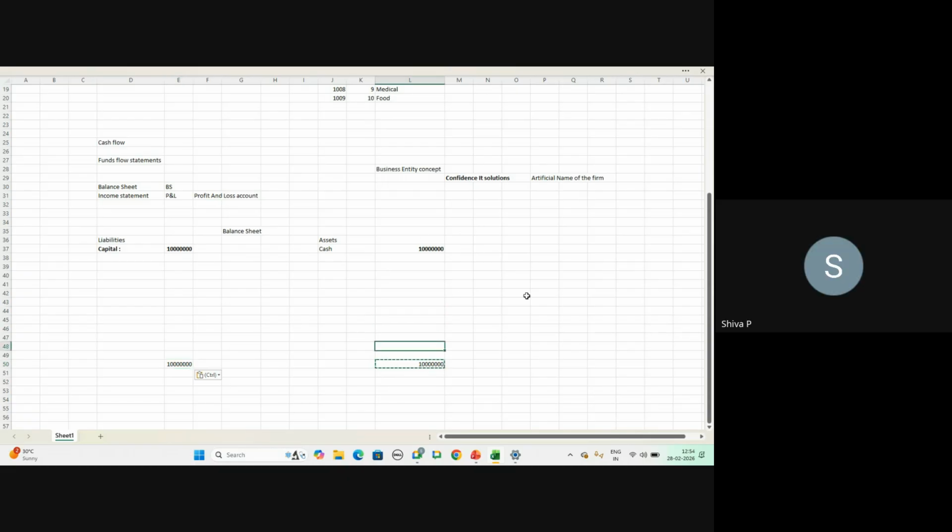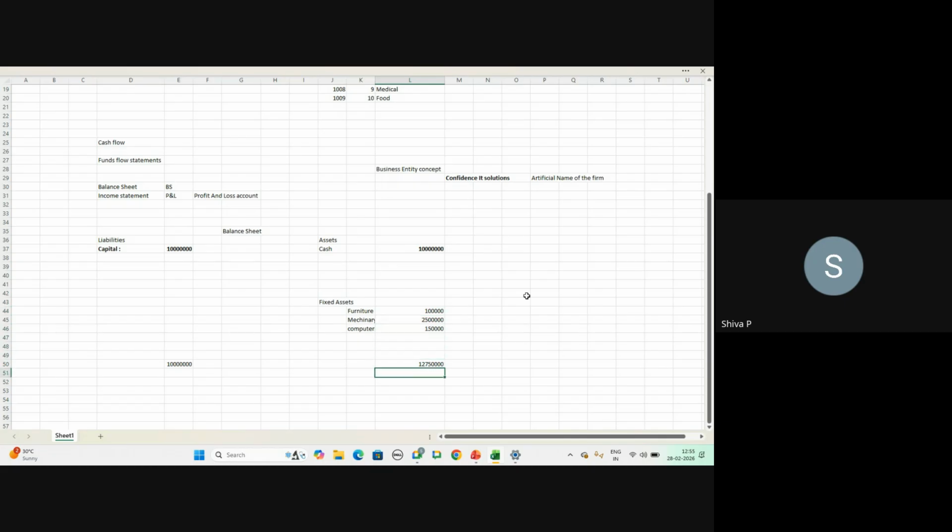Okay, forget about that. Now you have brought cash as capital, and as per the business entity concept you have mentioned it in the balance sheet as capital. Then you purchased fixed assets, like furniture, machineries, computers, land and so on. Furniture 1 lakh, machinery maybe 25 lakhs, computers 1,50,000, something like that.